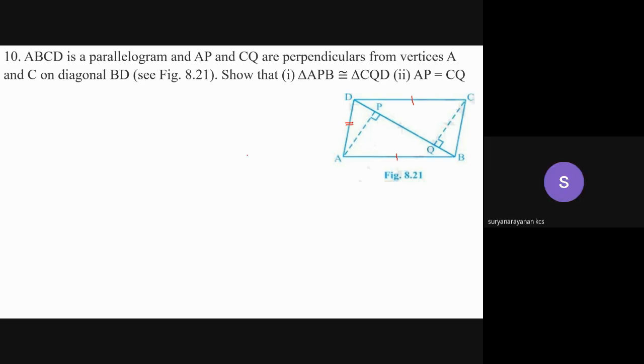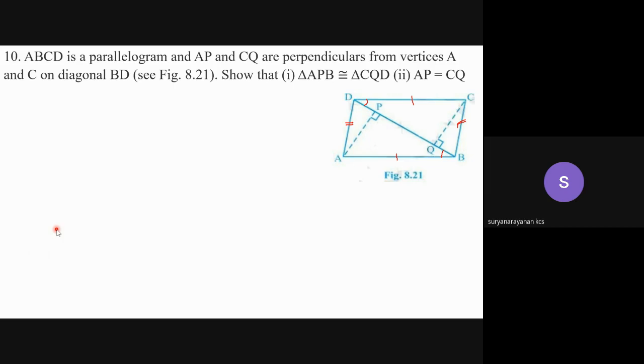I am marking these two sides. Please observe the figure, my dear children. I marked them by red, the BC side. Immediately we can write this one, and this angle is also equal, interior alternate interior angles. This angle is equal to angle CDB. Angle CDB is equal to angle DBA. They are alternate interior angles. Whatever the information we got from the given data, we marked like this.